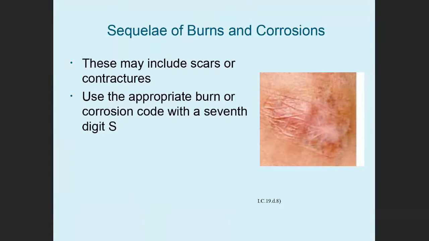So here's an example of a sequela, which means scars or contractures or other leftover residual conditions after the original condition has healed. These are reported with the original code for the burn or corrosion and a 7th digit S. You're not going to use a follow-up or a history of code for a sequela. You're going to use the original code with the 7th digit S.